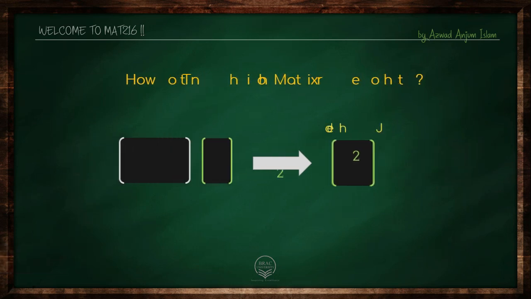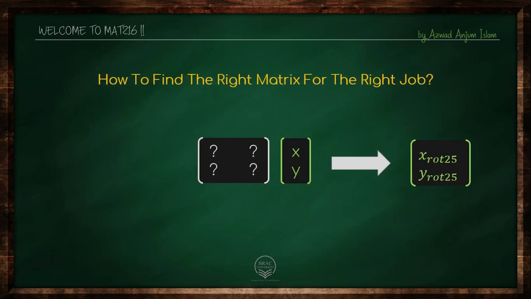The second question is, let's say we have a certain task at hand. So we have a vector x and y. We want to rotate it by 25 degrees. So basically what I'm saying is, I want to rotate a vector 25 degrees or by some other degree, doesn't matter. In this example, we are rotating at 25 degrees.